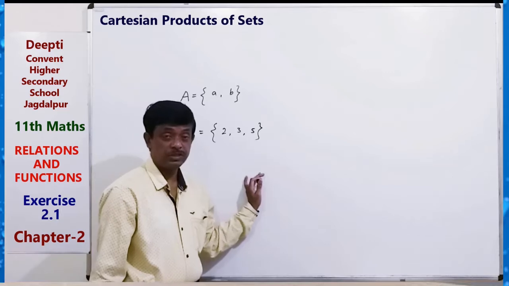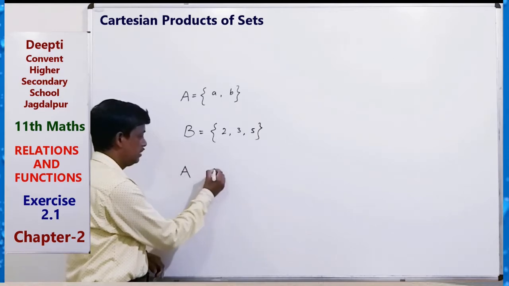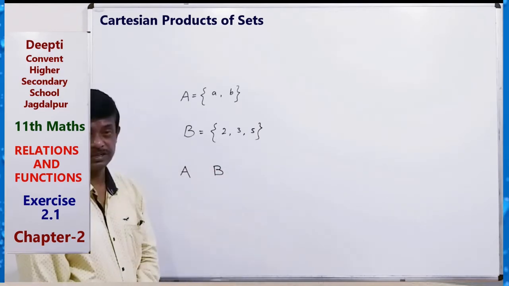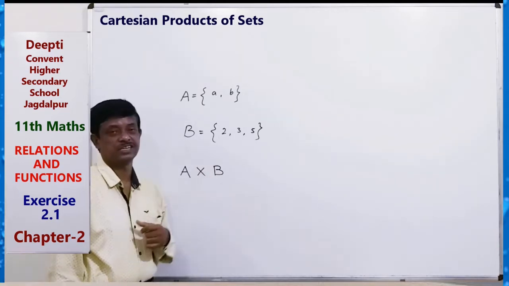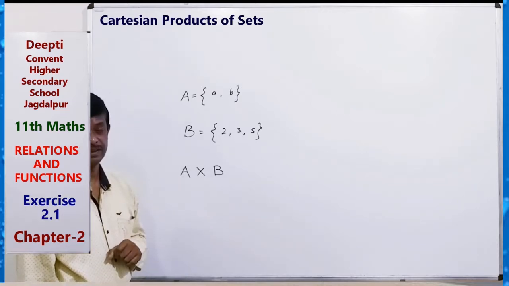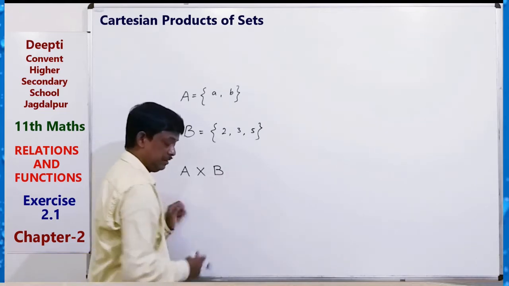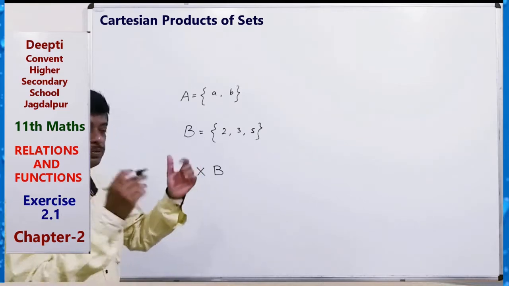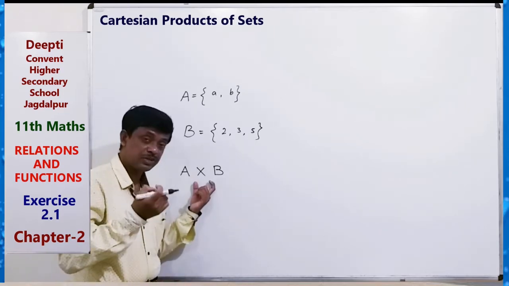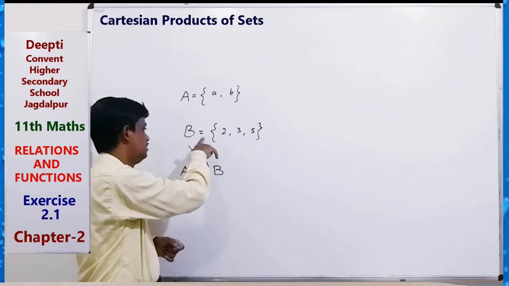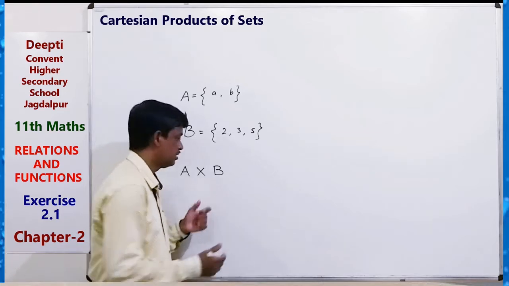Now, the product of these two sets, set A and set B. The Cartesian product is denoted by A cross B. This is the notation for the Cartesian product of two sets A and B. Here the first set is A, the second set is B. This product contains all the ordered pairs. Because this is a set, and this is a set, we see these two are sets, and the product is also a set.